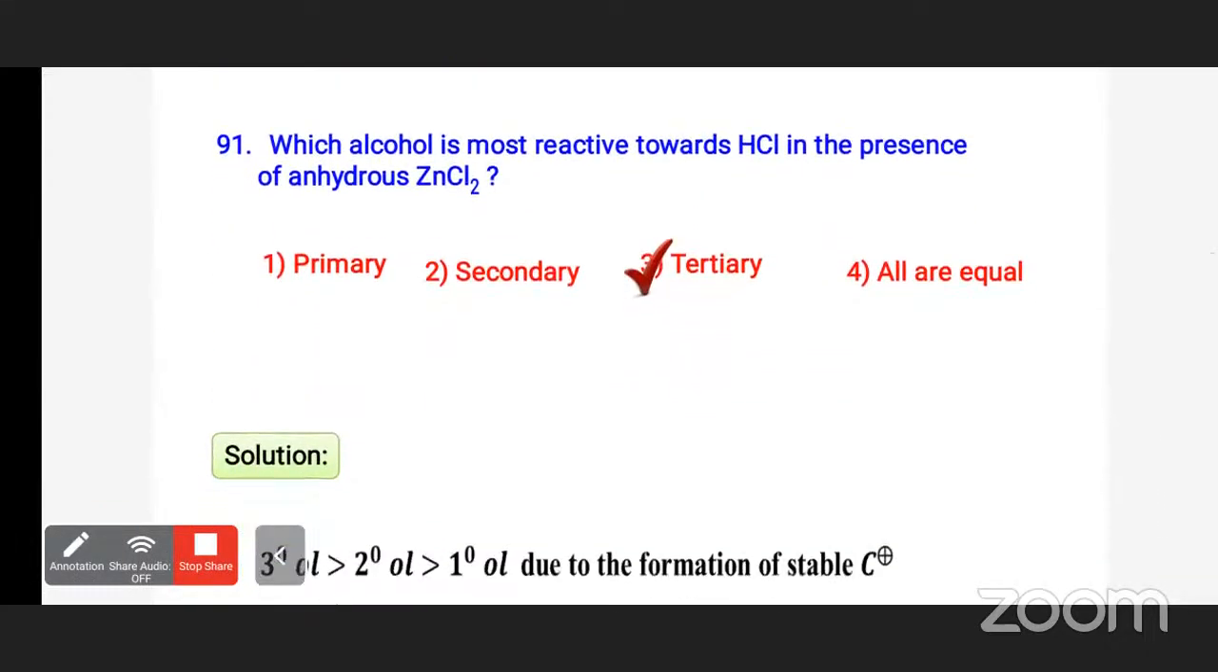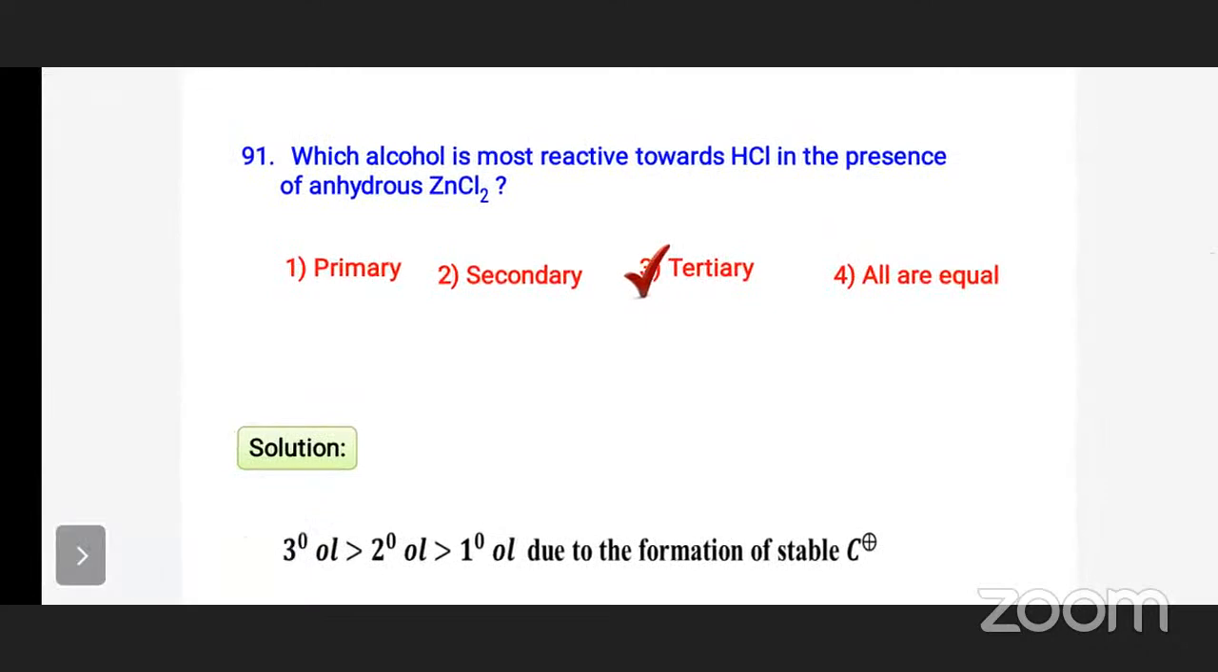Which alcohol is most reactive towards HCl in the presence of anhydrous ZnCl2? HCl and anhydrous ZnCl2 is called Lucas reagent. With Lucas reagent, tertiary alcohol is the most reactive. So tertiary alcohol is the right option.